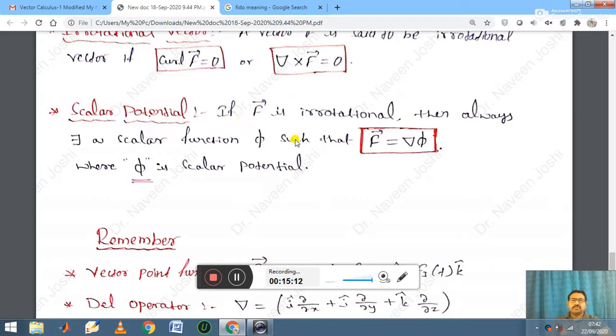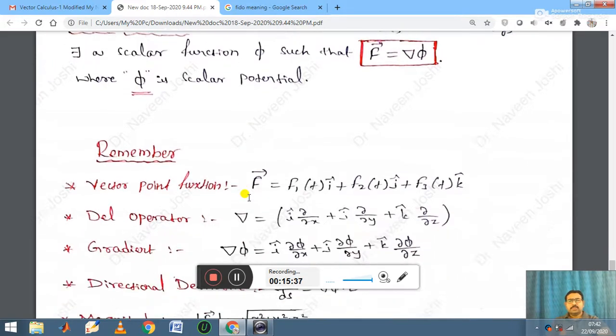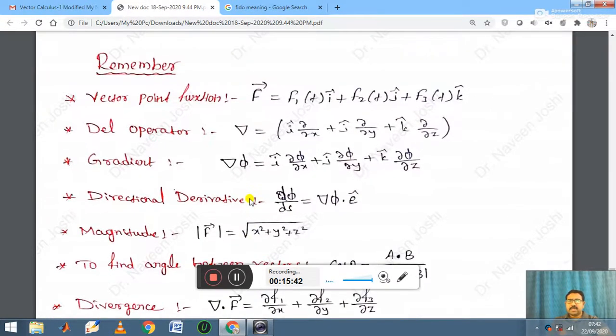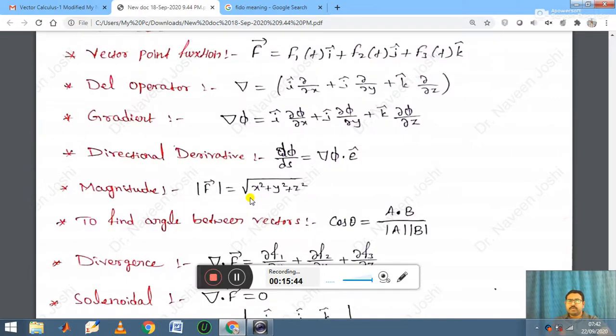Scalar potential means we are going to find the phi value. To find phi we use the expression f bar equals del phi, that is, f bar equals the gradient of the function phi. So if f is irrotational, then there always exists a scalar function phi such that f equals del phi. How to find the scalar potential phi, I will explain in detail in the upcoming classes. So let us recall shortly whatever concepts we discussed in this class. Please remember these notations.